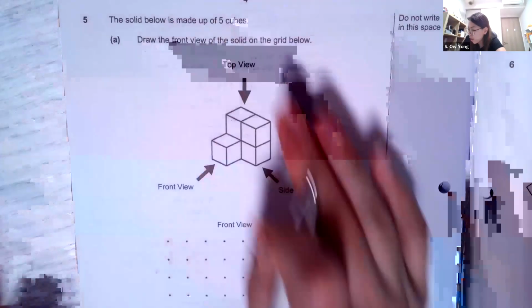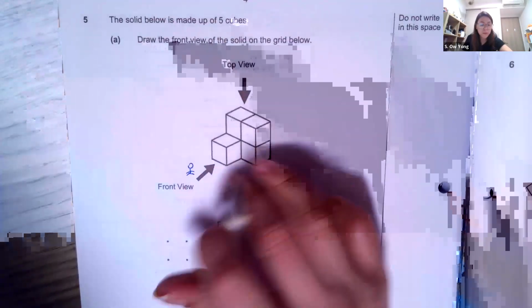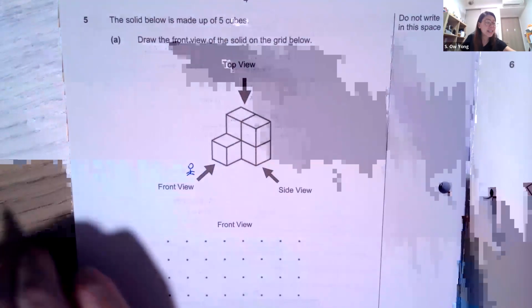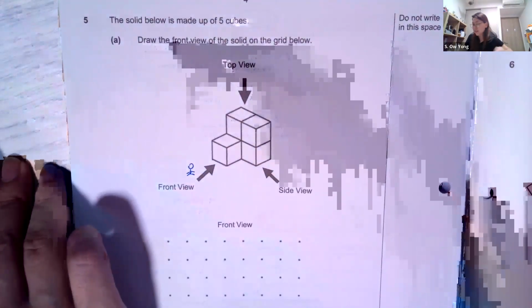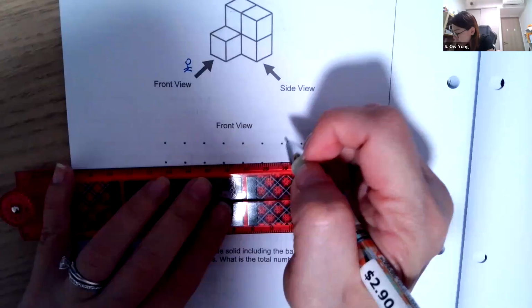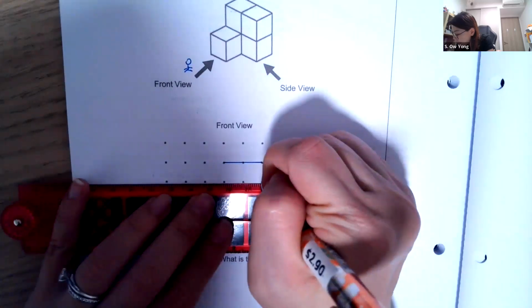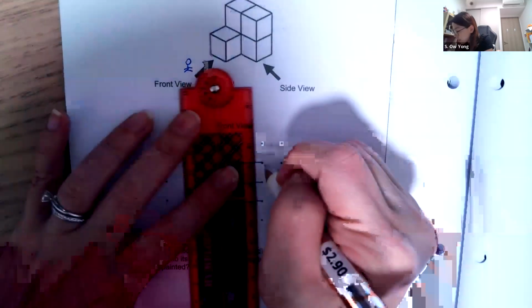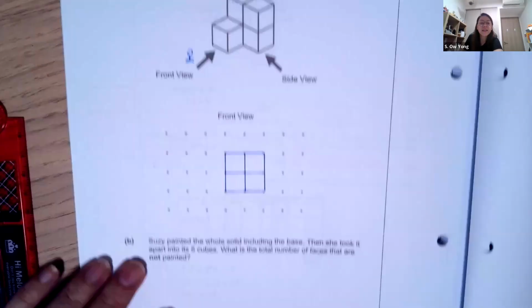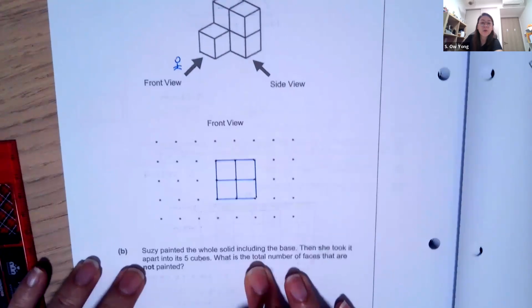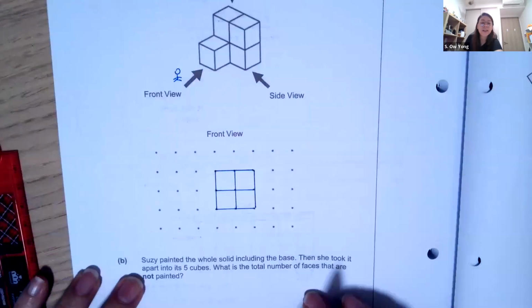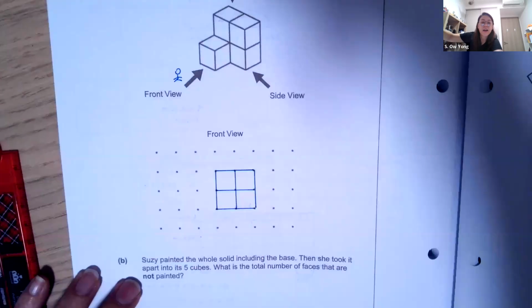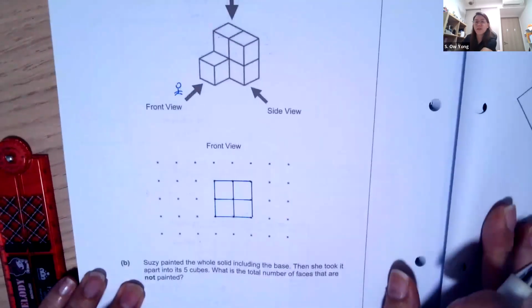So for this kind of front view, you are here viewing from the front. So please draw in pencil. Okay, for easy presentation, in case you cannot see from the video, I draw in pen. But for you, please draw in pencil. All right. And this is the one they say, Susie painted the whole solid, including the base. She took out and actually made it apart. That means we're going to take out all the 5 cubes.